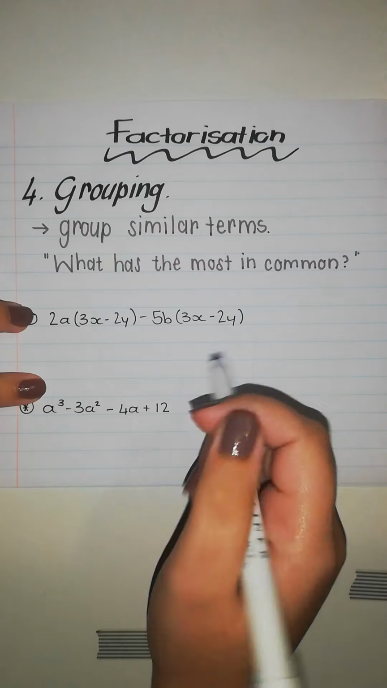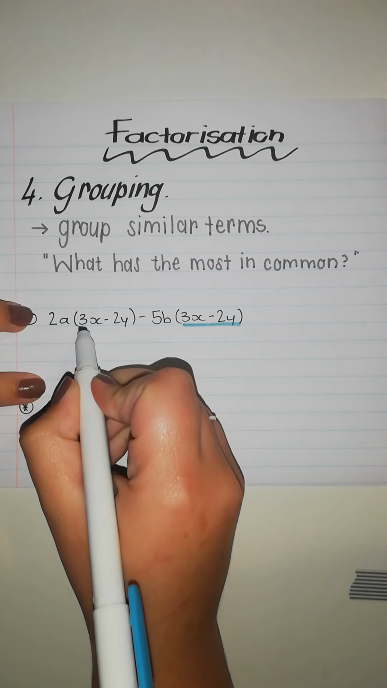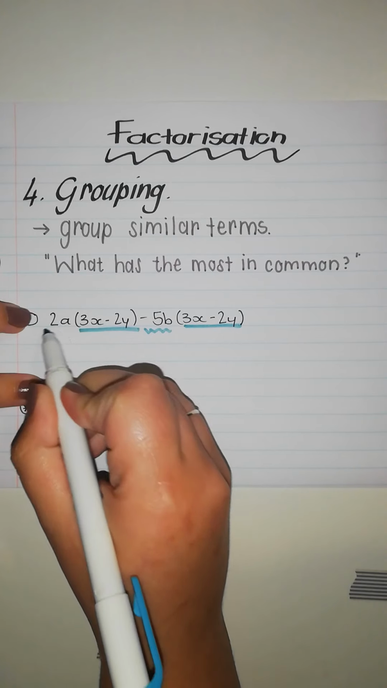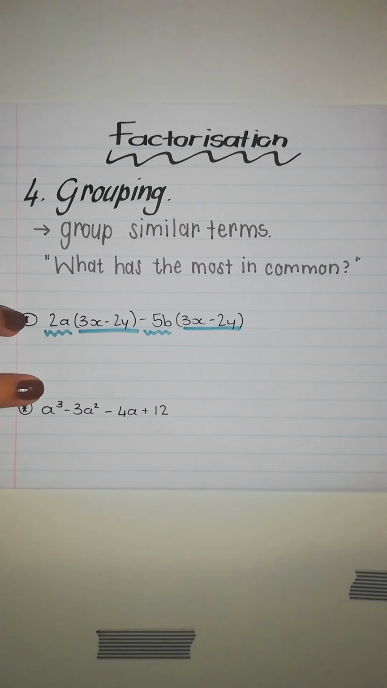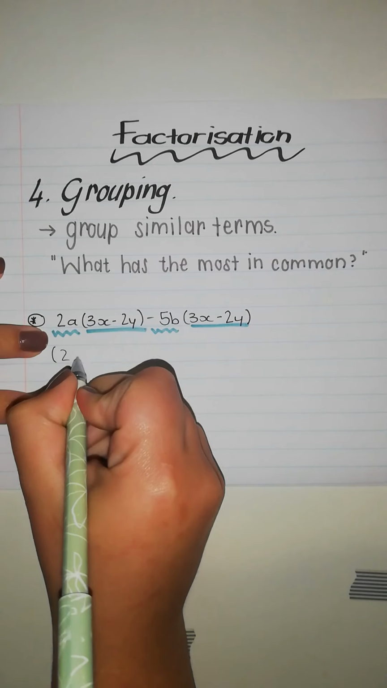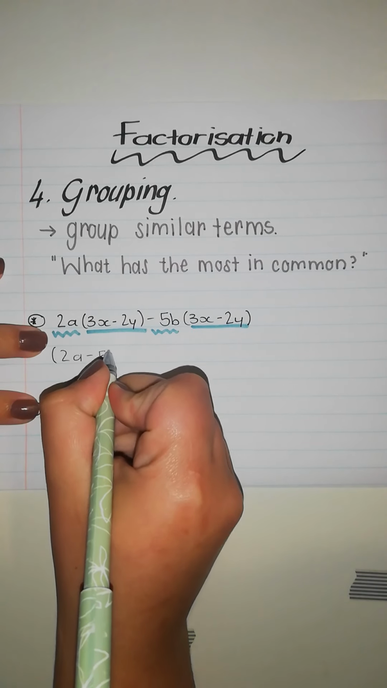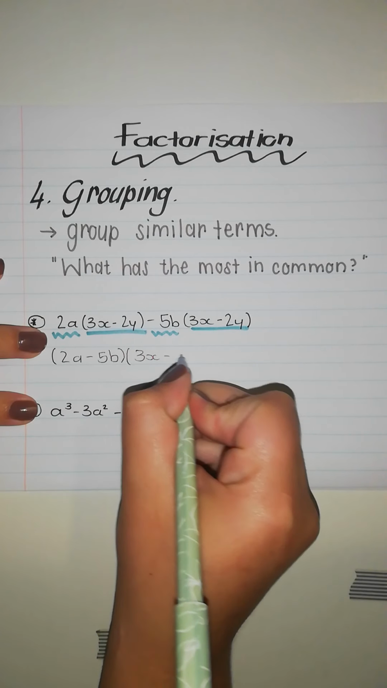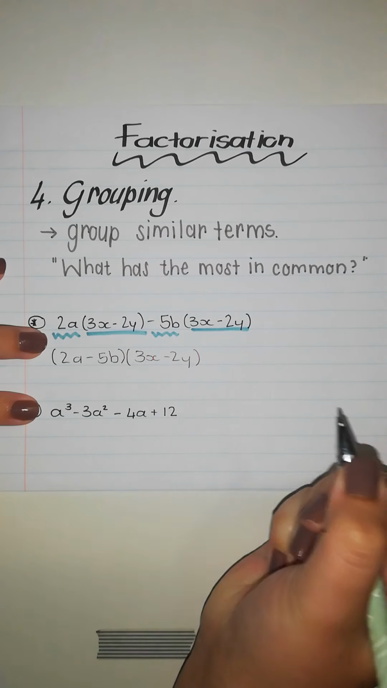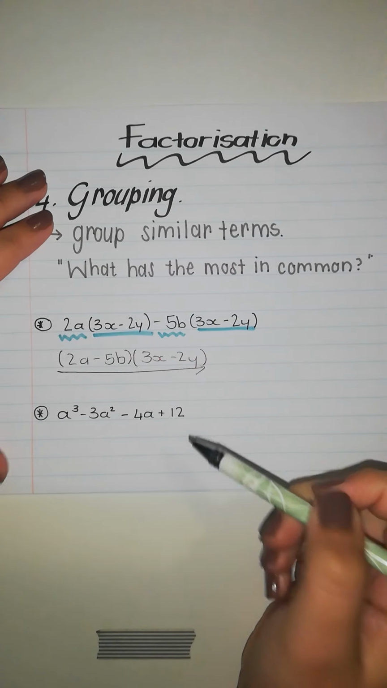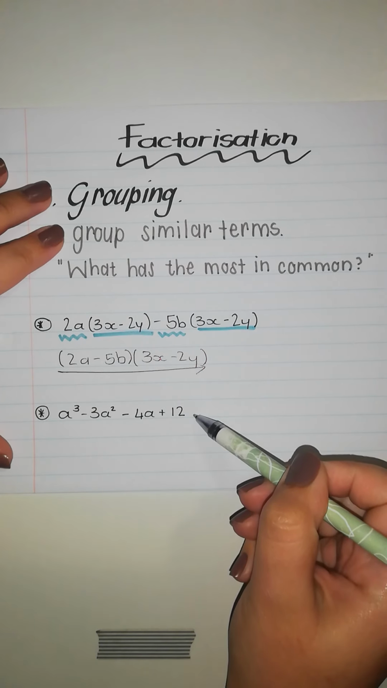Now, this one, I see these two brackets are exactly the same. So I'm going to group them together, and whatever is in front of them, I'm going to have together. So now I'm going to say one bracket is 2a minus 5b, and my second bracket will be 3x minus 2y. Okay, and that is grouping. Done.